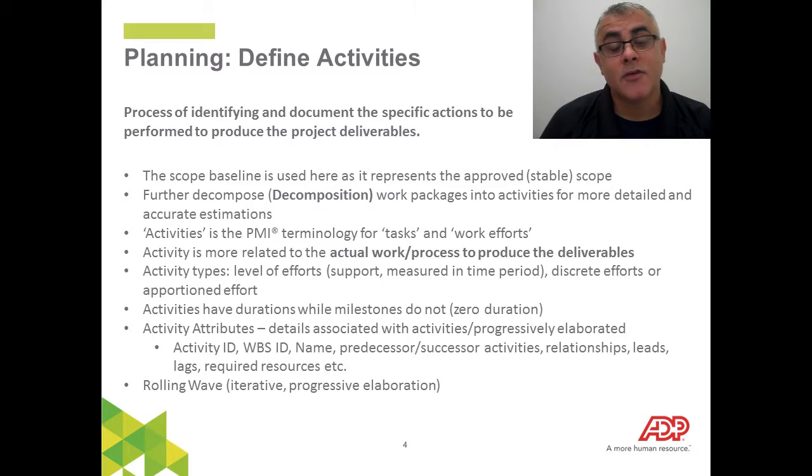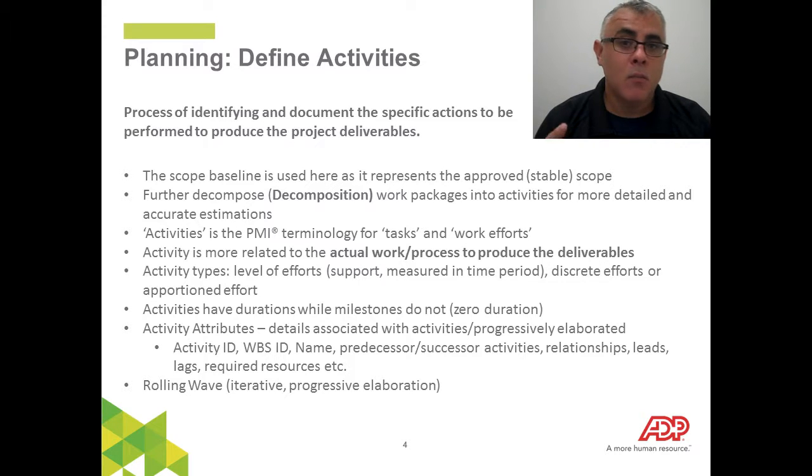Your second process under the planning group is going to be define activities. Define activities is the process of identifying and documenting the specific actions that are going to be required in order to create your project deliverable. So, when we go back and think about the scope management area, and we were creating the scope baseline, which includes your project scope statement, your work breakdown structure, and your WBS dictionary, that work breakdown structure is going to play a critical piece in defining your activities, because you need to know what are those work packages, those different elements that you created in your work breakdown structure, so then you can decompose those and identify exactly what are the activities or actions needed to complete that work package.